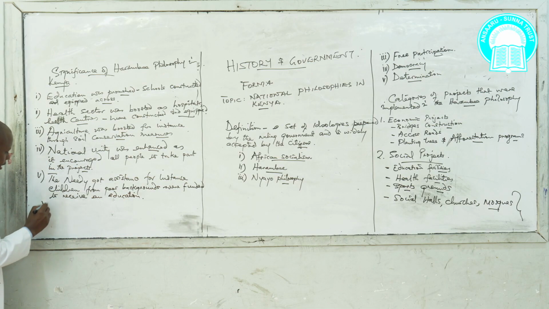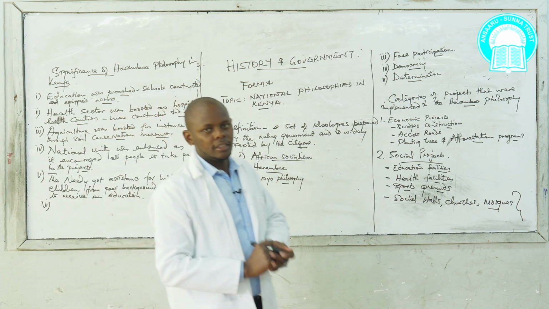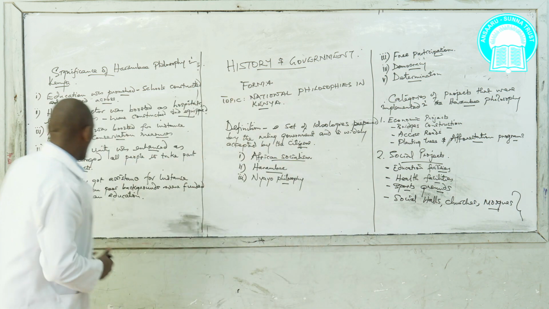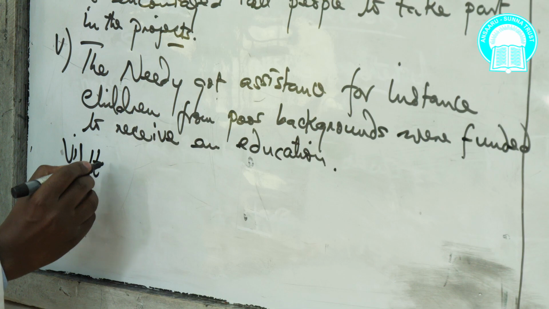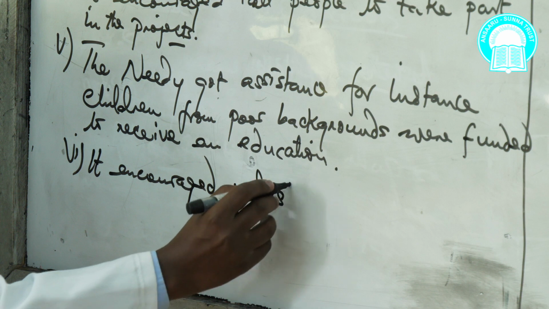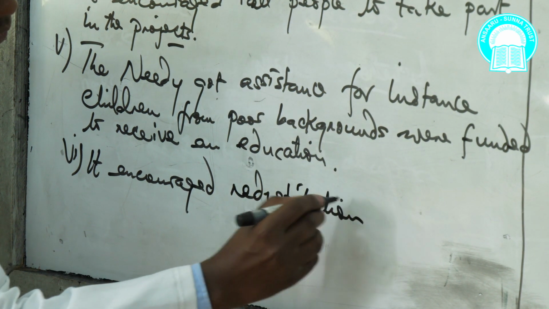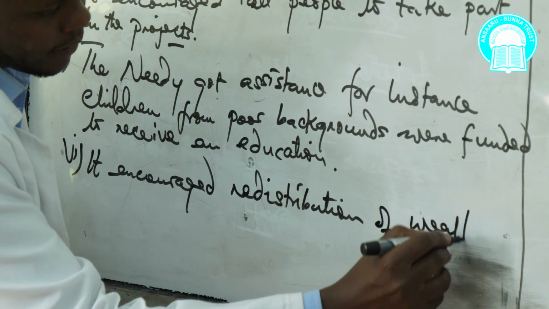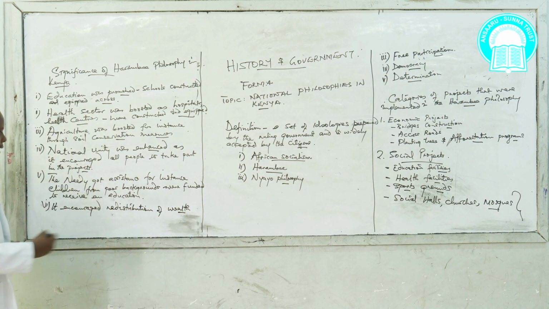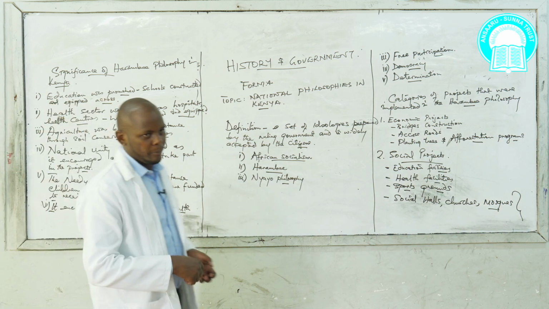And finally, another significance of Harambee as a national philosophy was that it was able to redistribute wealth. It encouraged redistribution of wealth, where the wealth was able to be moved from the hands of the rich to the hands of the poor, and therefore there was more equity in the country. That is the Harambee spirit or Harambee philosophy.